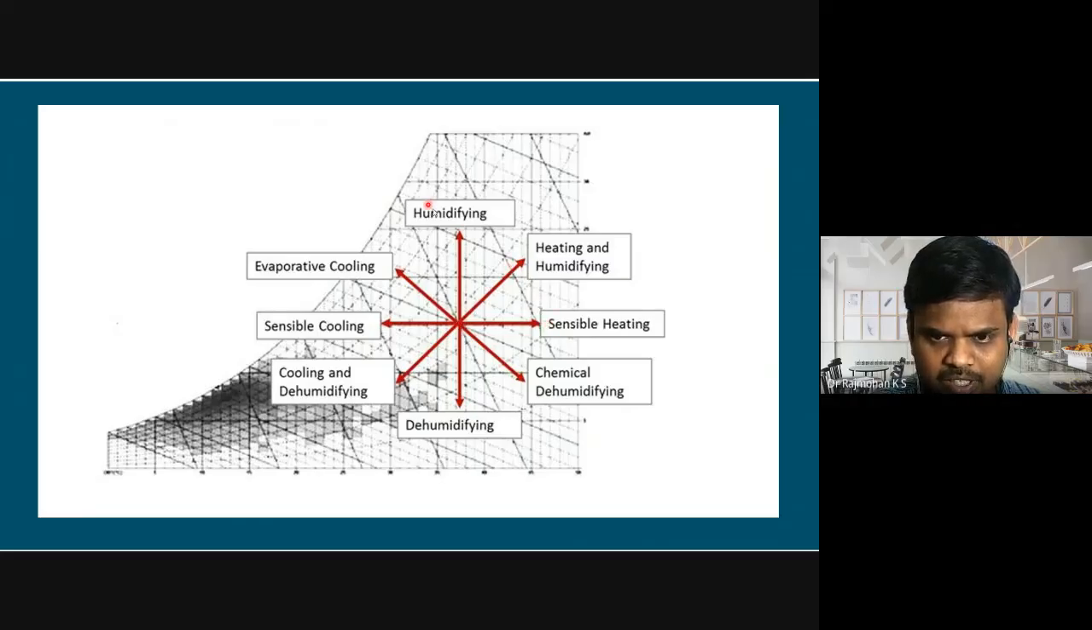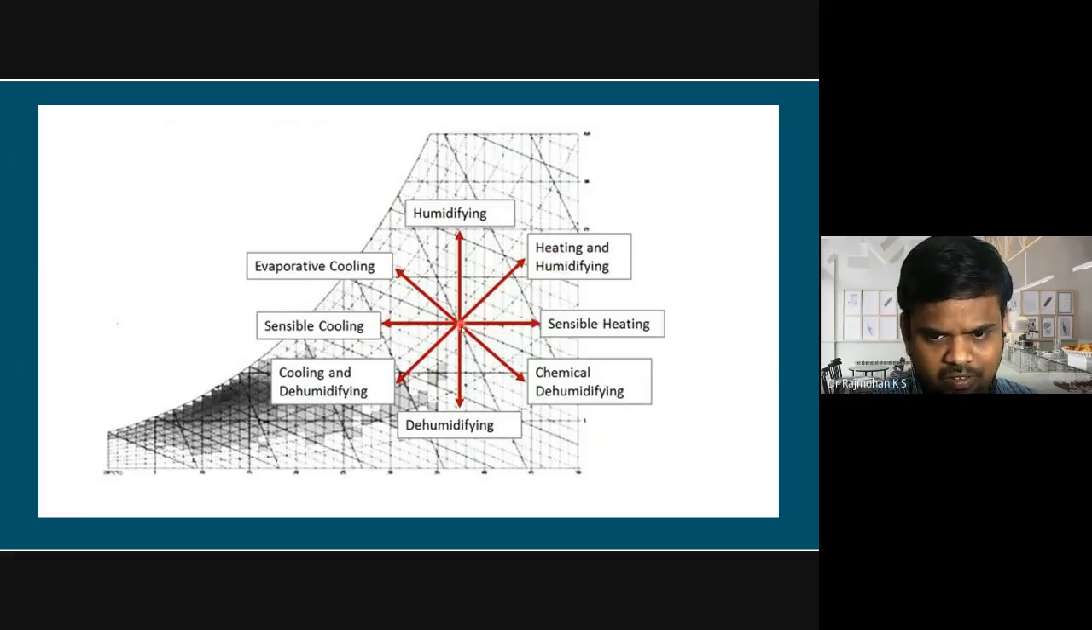in between sensible heating and humidification, we are going to have processes involving both. That is, we are going to heat as well as increase the humidity in the air. So such processes you can call heating and humidification. Both are taking place, and in the opposite direction, cooling and dehumidification will be taking place.